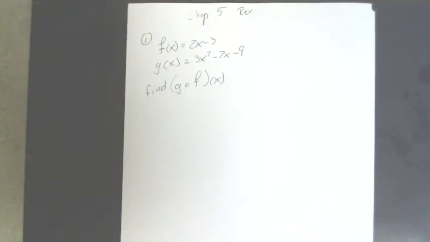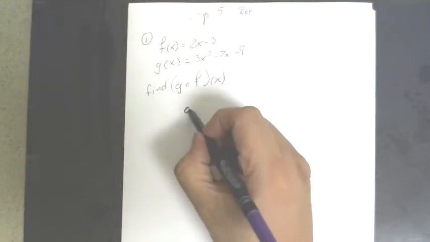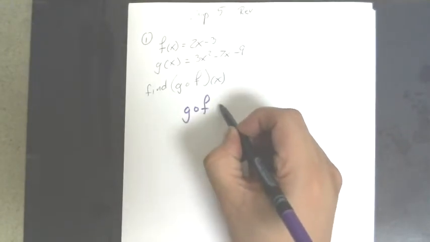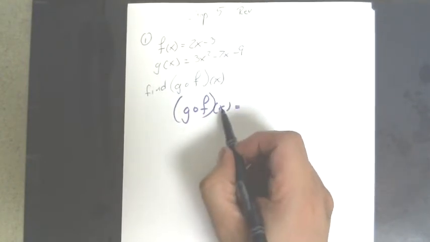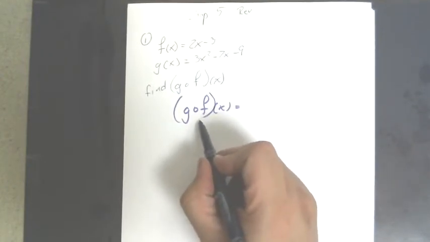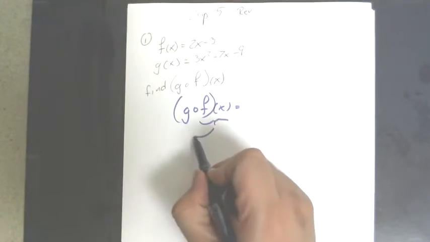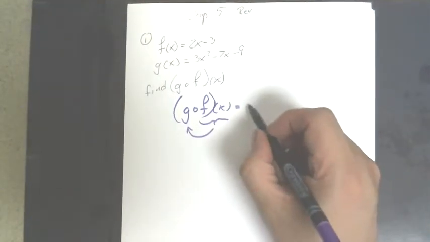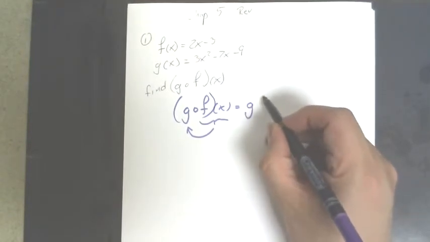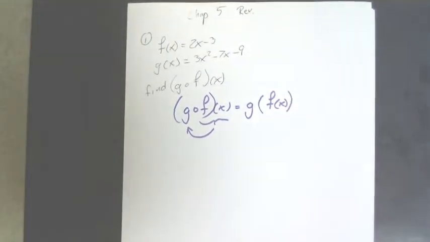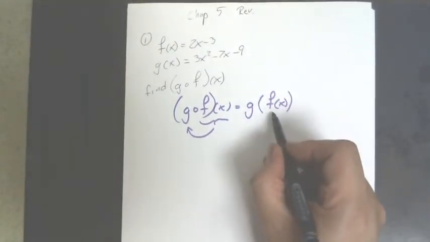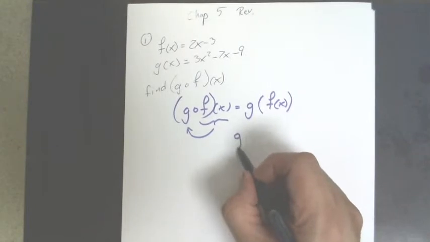I'm going to switch to a pen here. You might be able to see better. So the key is knowing what our g of f of x means. G of f of x says an input x is going to go into f, and then that result is going to go into g to give us our final output. So this is really defined as g evaluated at f of x result. So all we have to do is take f of x and put it inside g.